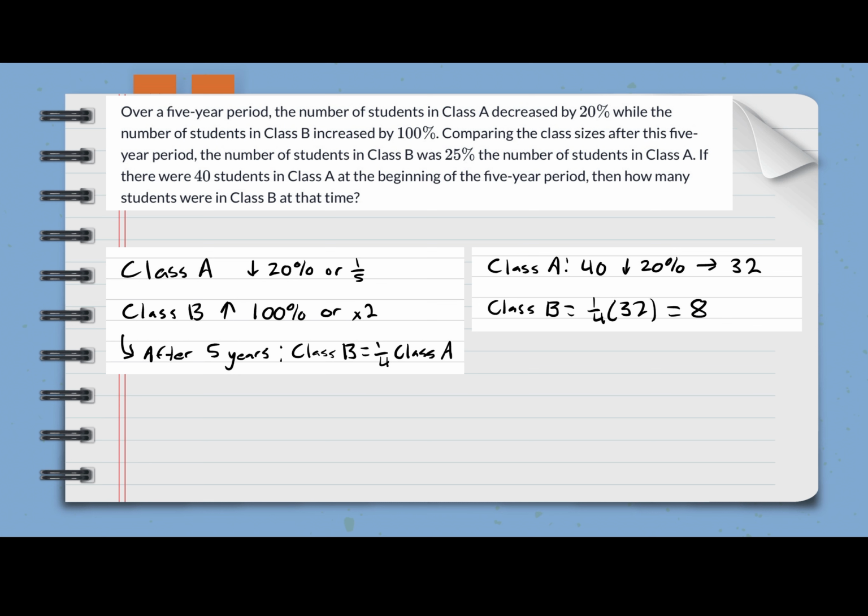Now remember, Class B doubled after 5 years. And this 8 student mark is after the 5-year period. So to find the students in Class B before the 5-year period, we have to divide by 2, which is our answer, 4.